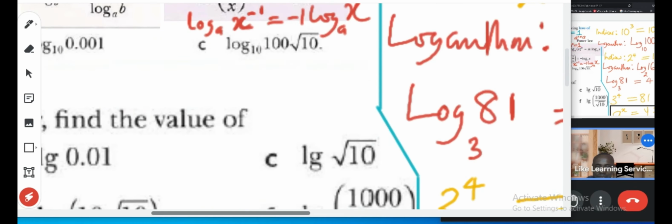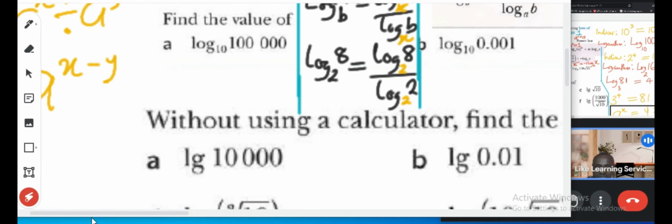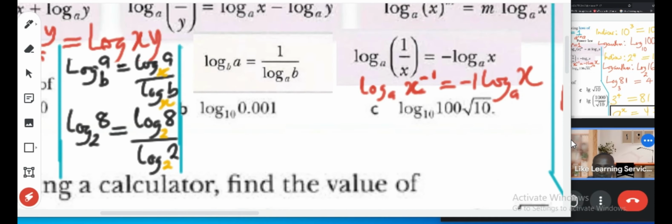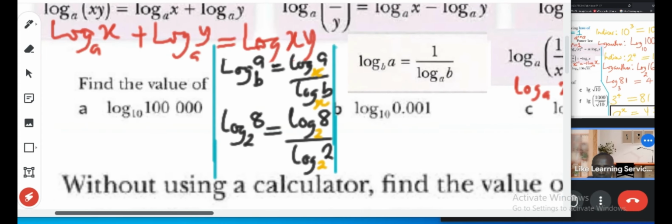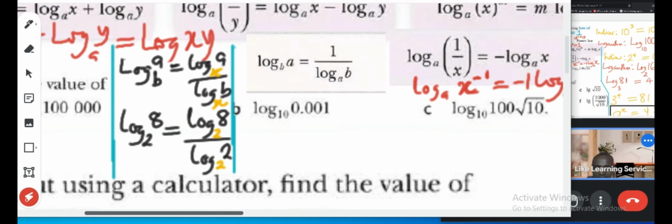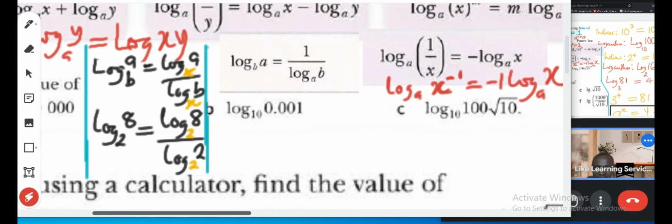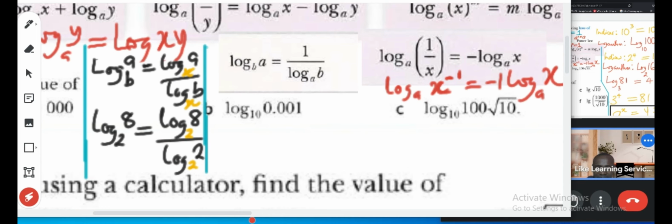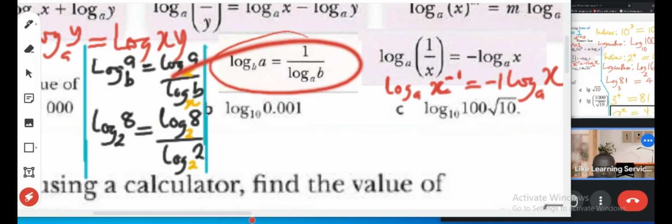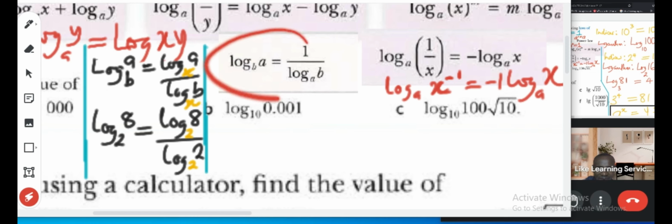Alright, if that is the case, look at this. You will see how this one will simplify. This one, you will be able to use it to actually show that this is correct. Can you see what I circled? Yes. Okay. This is how we can show that.